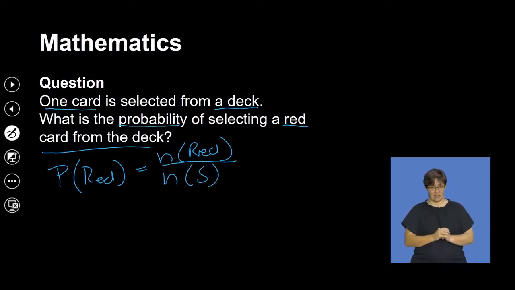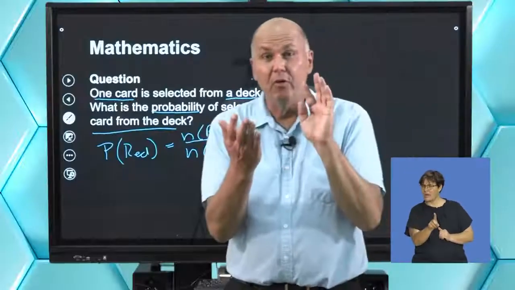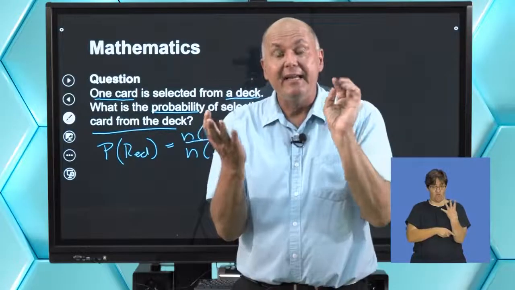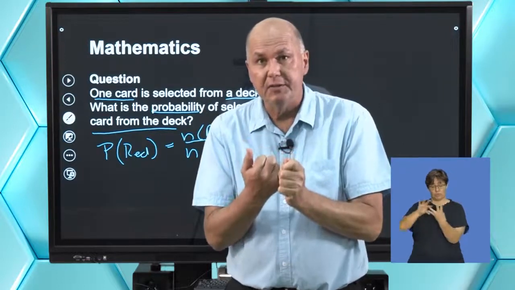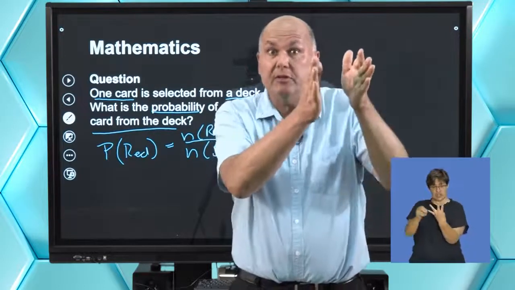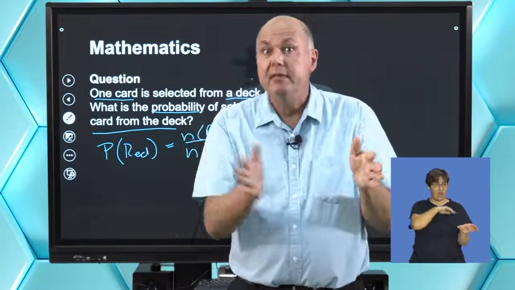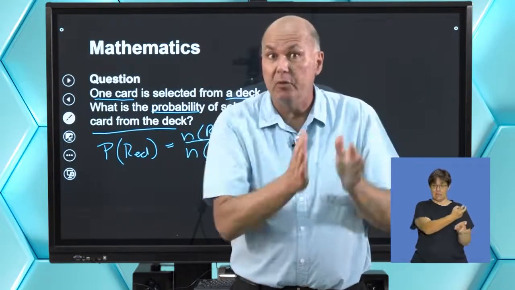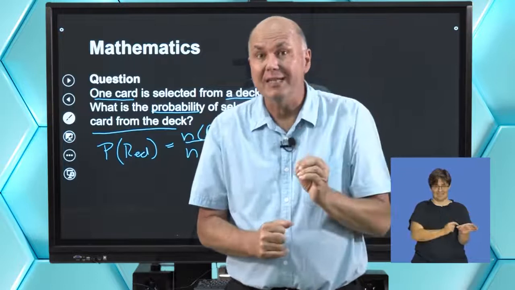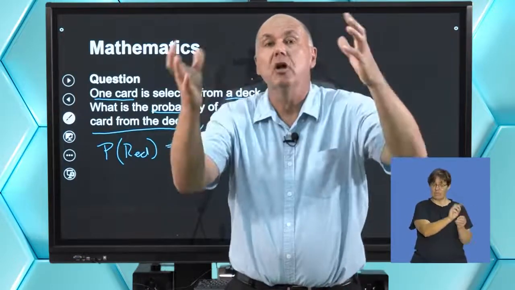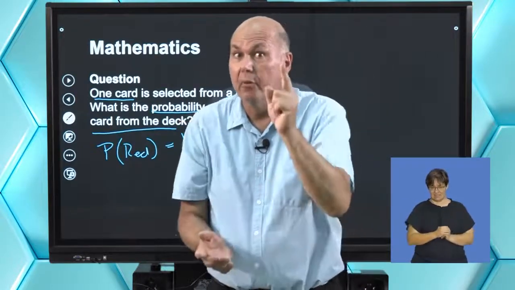Now, if you remember, I said to you there are 4 suits, and in each suit there are 13 cards. There's a suit of hearts, which are red. There's a suit of diamonds, which are red. So 13 plus 13 tells us that there are a total of 26 red cards.